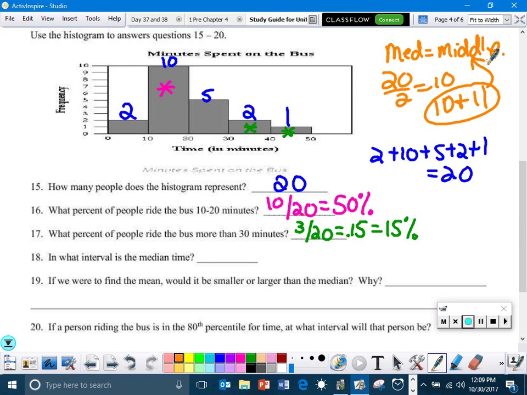All right, so let's take a look. So we've got 2 people here. And then here's the 3rd, 4th, 5th, 6th, 7th, 8th, 9th, 10th. Oh, okay, one more, 11th. So the median is in the interval from 10 to 20.